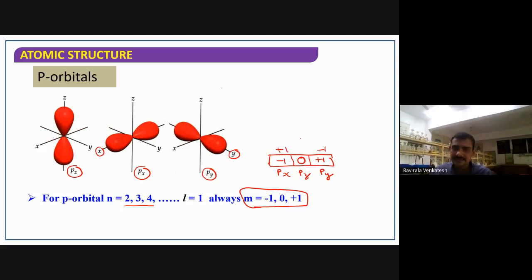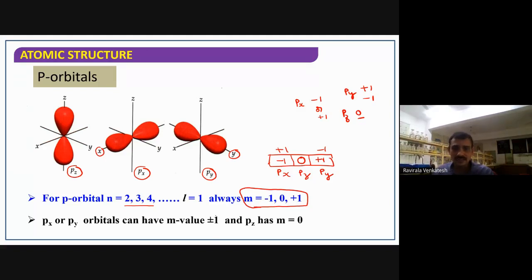So for Px, it may be -1 or +1. For Py, it may be +1 or -1. For Pz, the m value will always be 0 only. I specified this in the last video. So this is about the p orbital. Px and Py can have +1 or -1, whereas Pz will always be 0 only. This is an important point you need to remember.